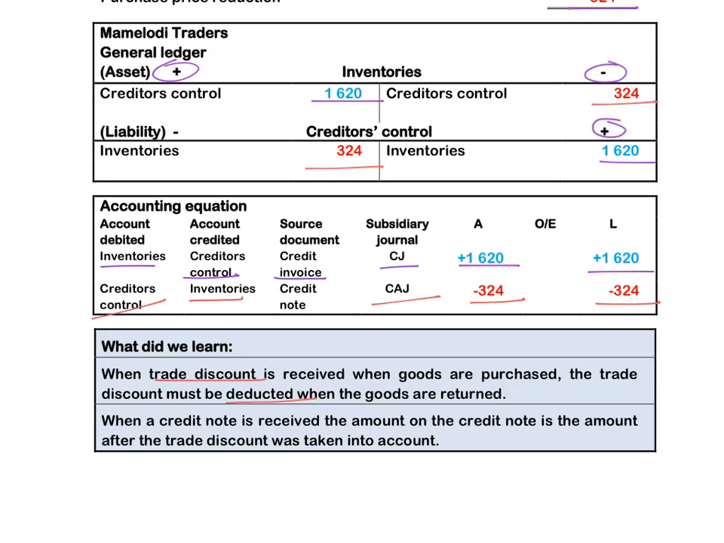When a credit note is received, the credit note will show the amount after the trade discount was taken into account. So they can either tell you that the goods were returned before the trade discount was taken into account, then you will have to deduct the trade discount from the price that you paid for it when you return the goods. If they say we receive a credit note and they give an amount on the credit note, this amount will be after the trade discount was taken into account.